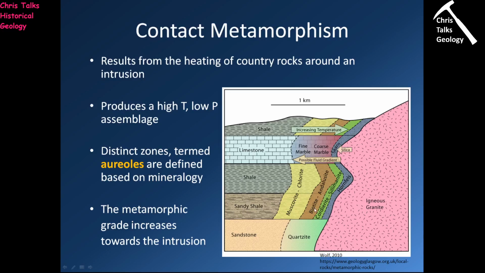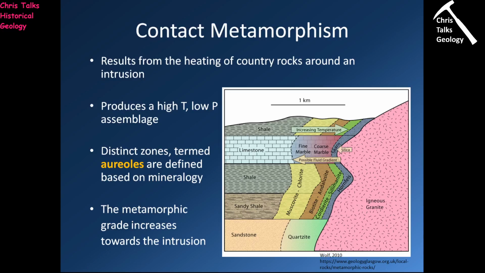As you get even closer, the biotite and andalusite become unstable. They get replaced by cordierite and sillimanite. And then if you come even further, you'll actually end up with a type of rock which is called a hornfels. So we'll worry about that particular term in a bit.